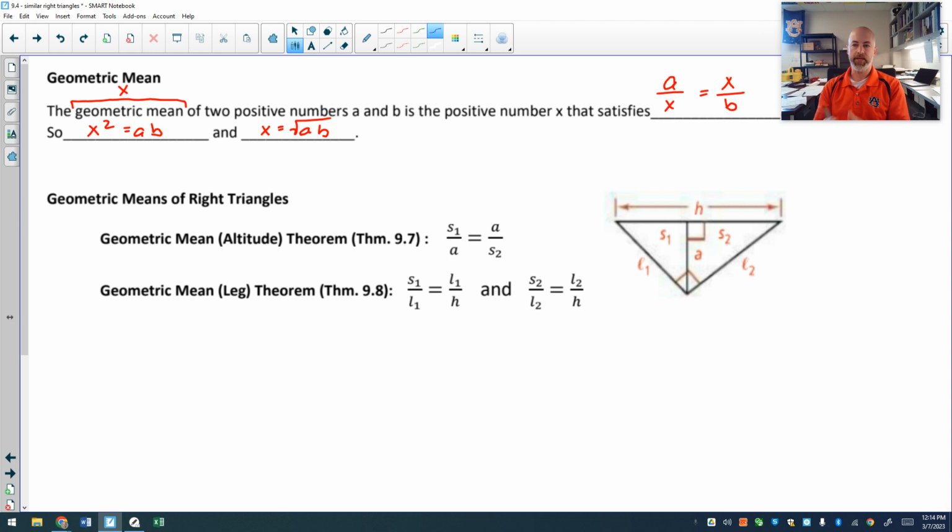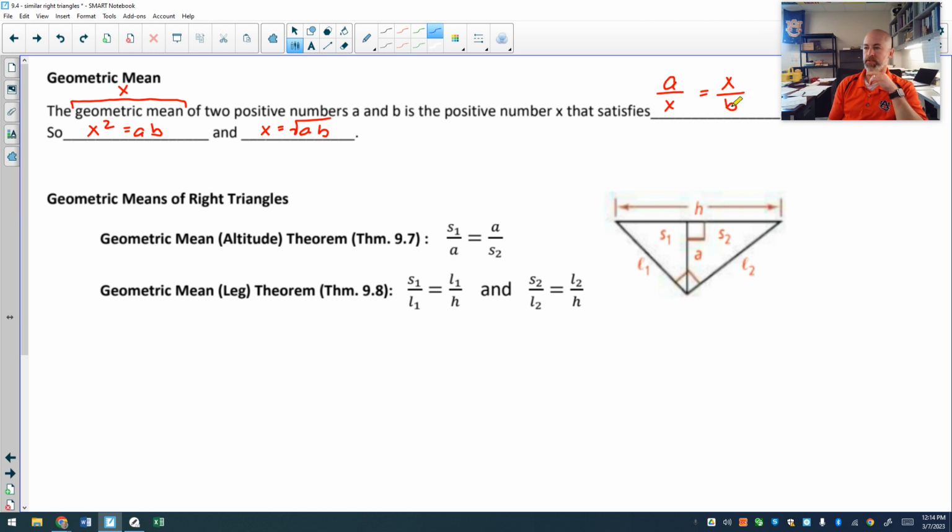The geometric mean is different than the arithmetic mean. In previous years, anytime you heard the word mean, you probably thought add the numbers and divide by however many numbers there are. And that is a mean. That's arithmetic. The geometric mean is different. There's a geometric mean of 2 positive numbers, and that is the number x that satisfies this equation.